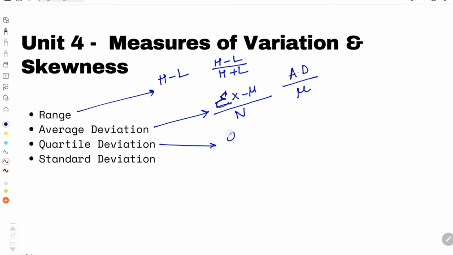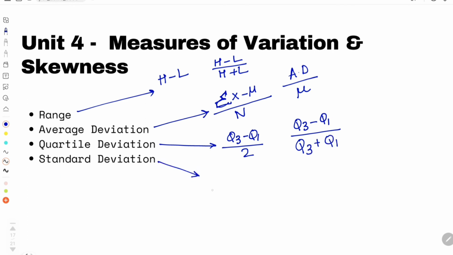Quartile deviation is found by subtracting the first quartile from the third quartile and dividing it by 2. And if we want to find out the coefficient of quartile deviation, we do that by subtracting the first quartile from the third quartile and dividing it by the third quartile plus the first quartile.